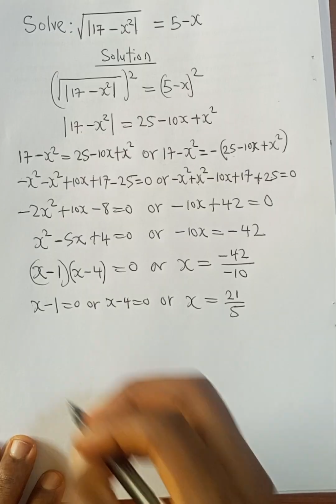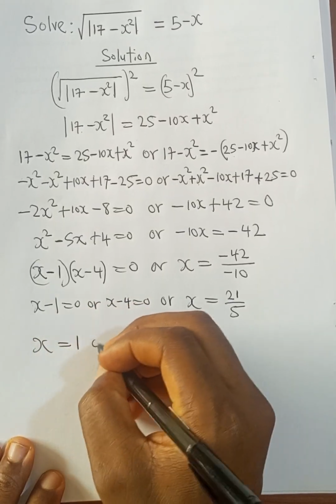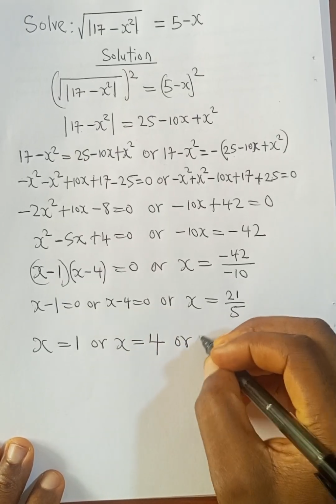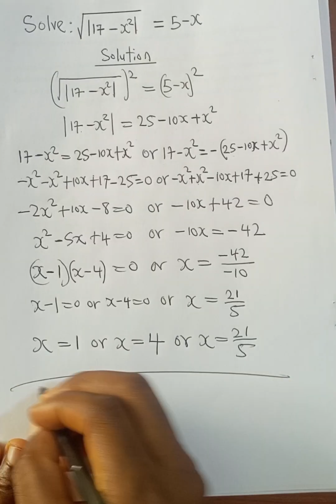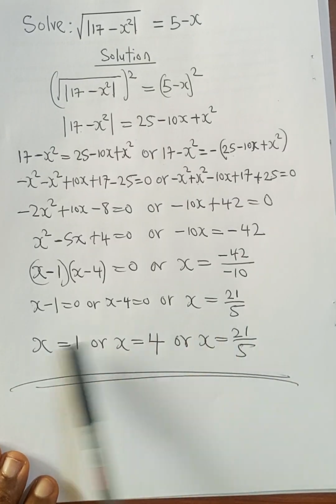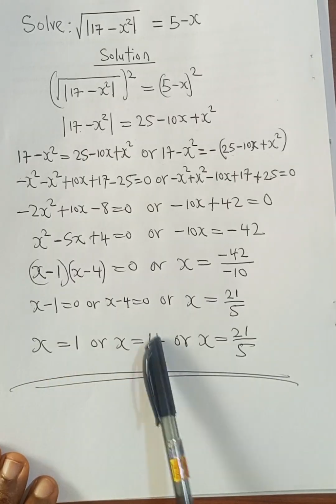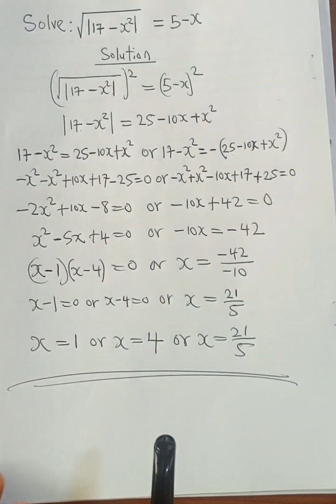Let's conclude this answer. Therefore, x equals 1, or x equals 4, or x equals 21 over 5. These are the 3 answers that will be valid if you put them inside here. If you test these 3 answers here now, the two sides will be the same. So this is one of the best ways to solve an absolute value radical equation.